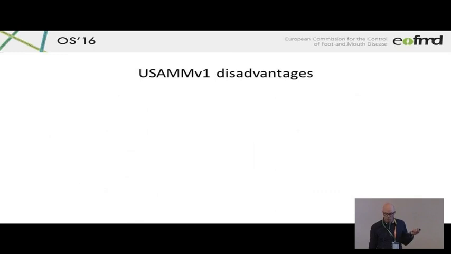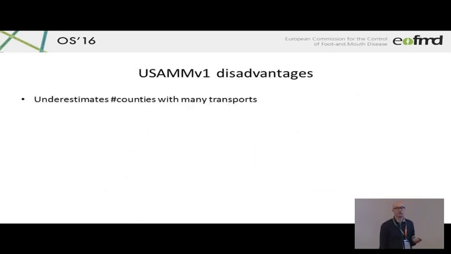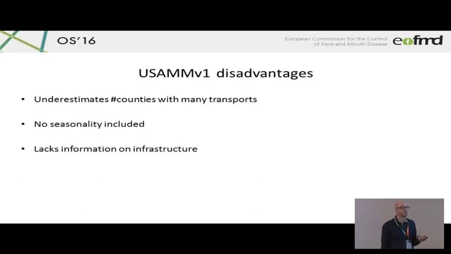There are some drawbacks though. USAMM version 1 underestimates the number of counties with many transports, it has no seasonality included, and it also lacks additional information on the infrastructure that could be explaining the contact patterns.